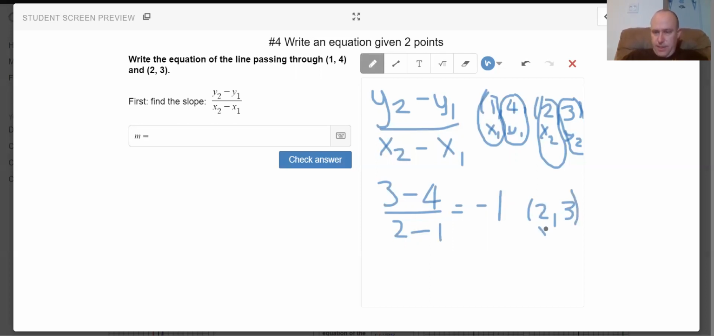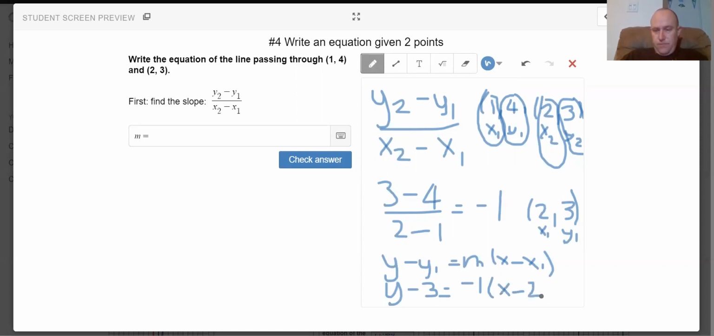And I'm going to relabel this one then as X1 and Y1. This is my new X1 and Y1. So the formula, Y minus Y1, this is just from the first part of the lesson, equals M(X minus X1). And then I can plug these numbers in. So Y minus 3 equals negative 1 (X minus 2).